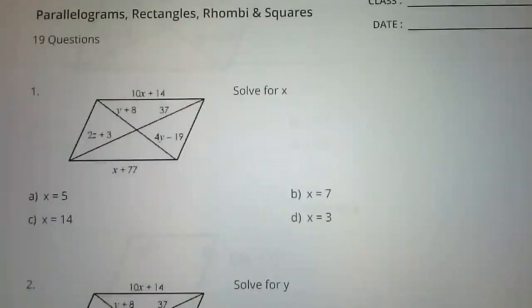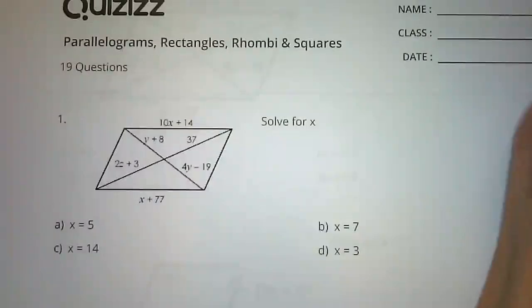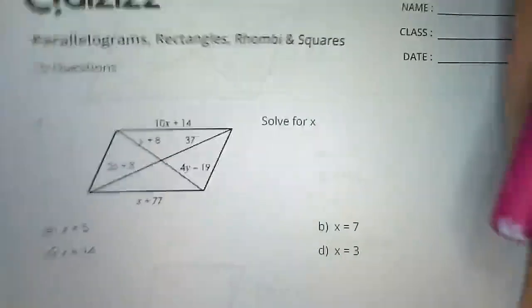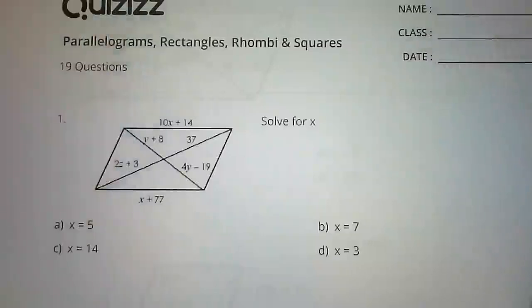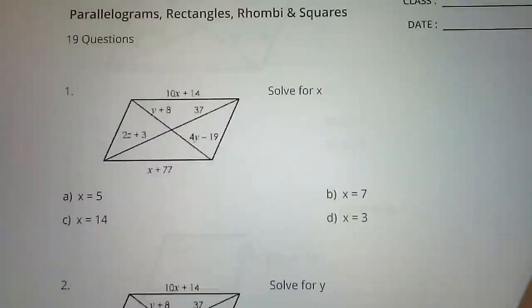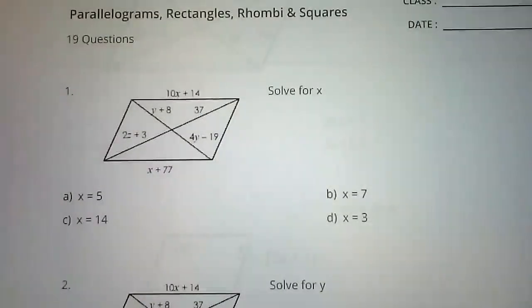I am going to work through the problems that were on the Quizizz assignment. Now, I printed this out, but it is not necessarily in the order that you had the questions, because I think the questions are random when they come up, but these are the 19 questions everyone did. So first up, solve for x.